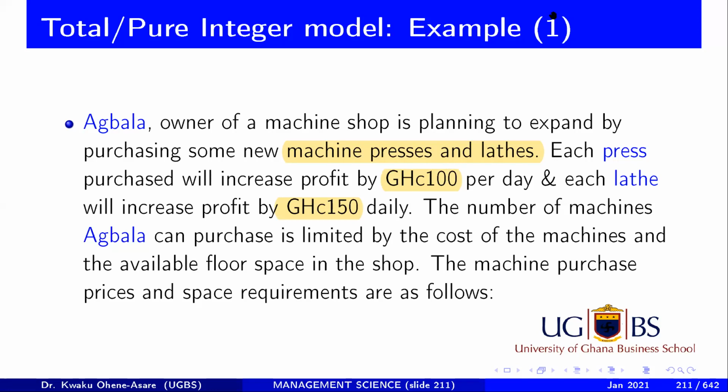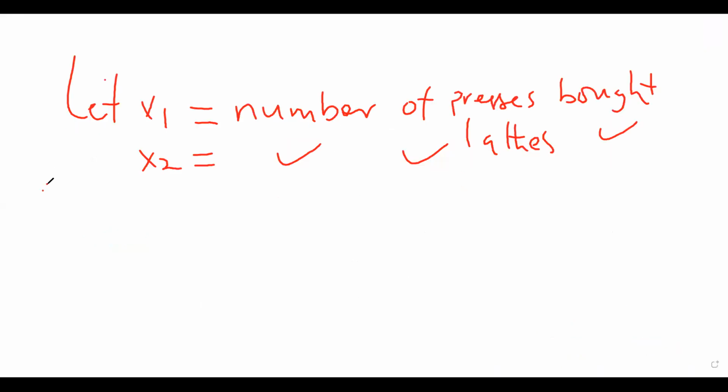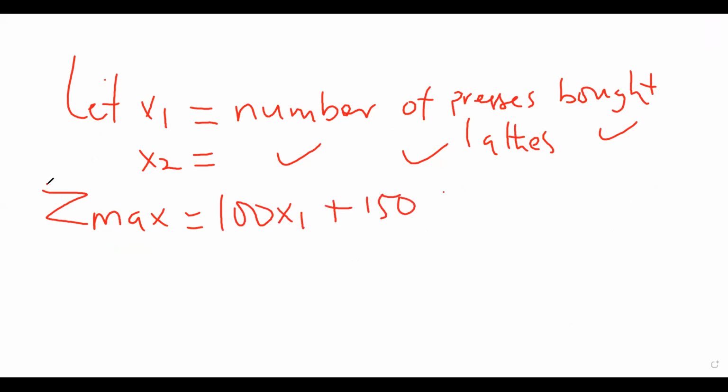Now, I know you can do this, but my interest is to make sense of the integrality constraint. So the Z max is going to be 100 of the x1, which is the presses, plus 150 of the x2. Okay, let me just clear this. 150 of the x2, which is the lathes.